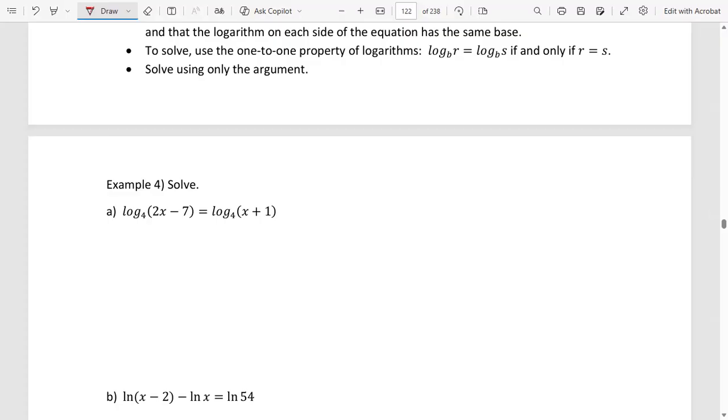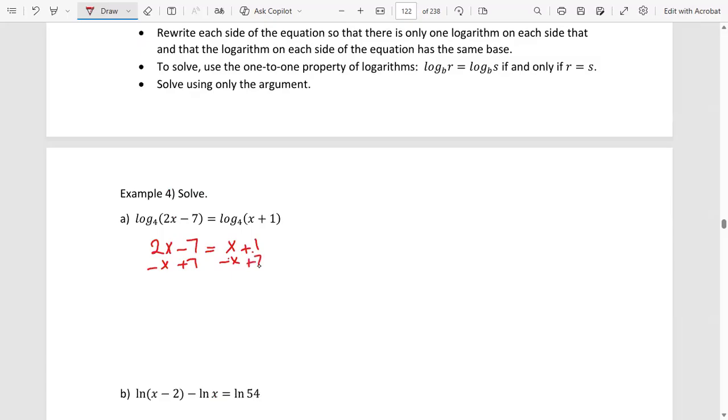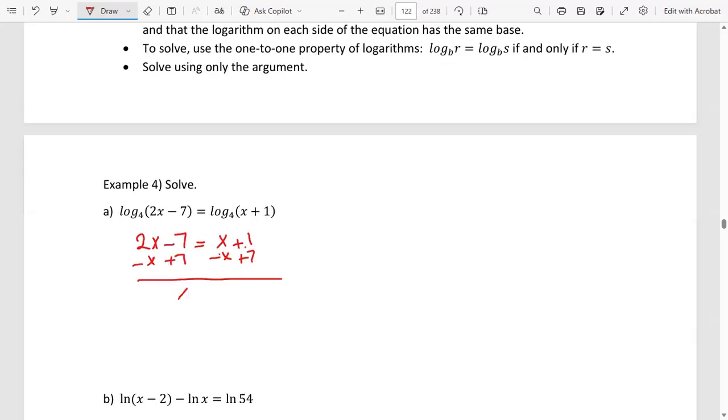When we have the log function isolated, we can use the one-to-one property, which tells me that if two logs are equal to each other, those terms also must be equal to each other. That means I can remove the logs, especially when the bases are the same, and I just set the arguments equal to each other and solve this equation, which is easy because it's a linear equation. I just need to move the x to one side and numbers to the other side. So we get x equal to 8.